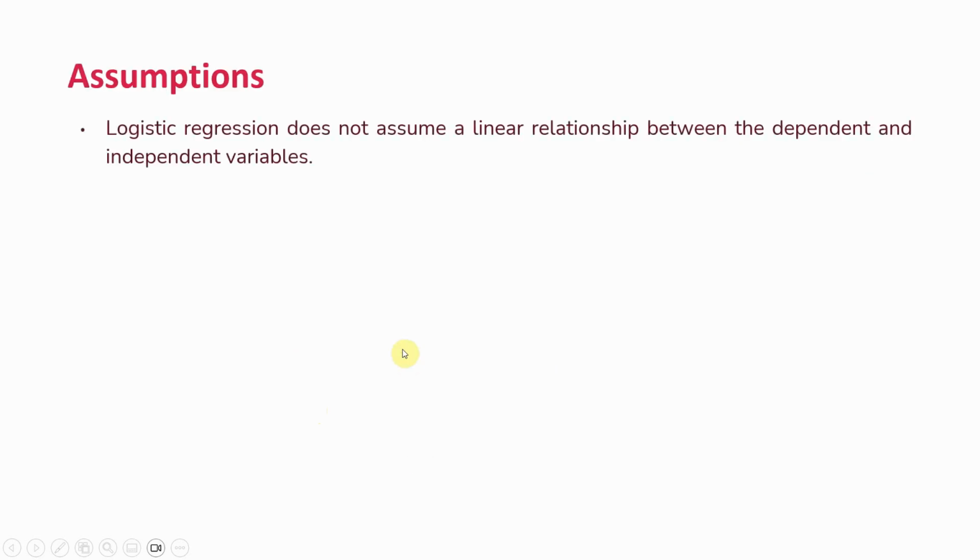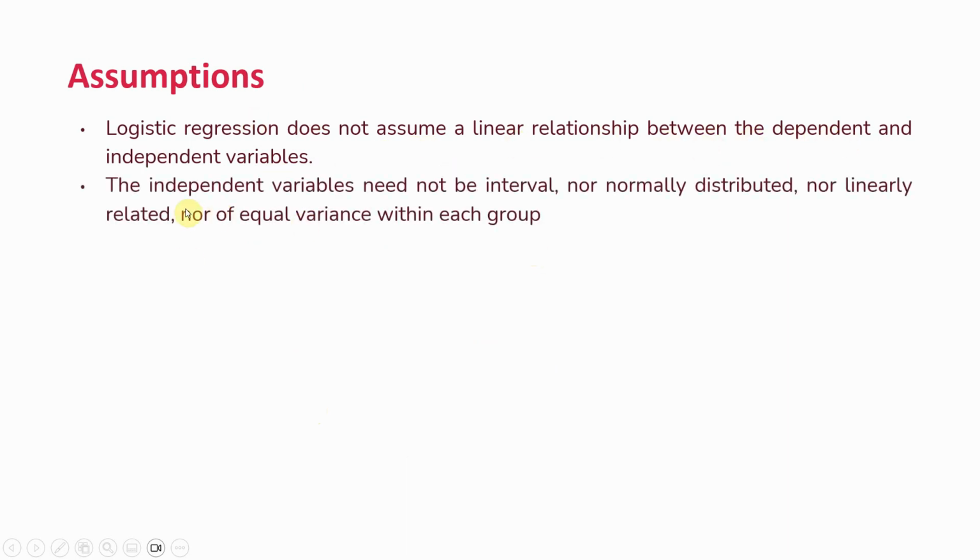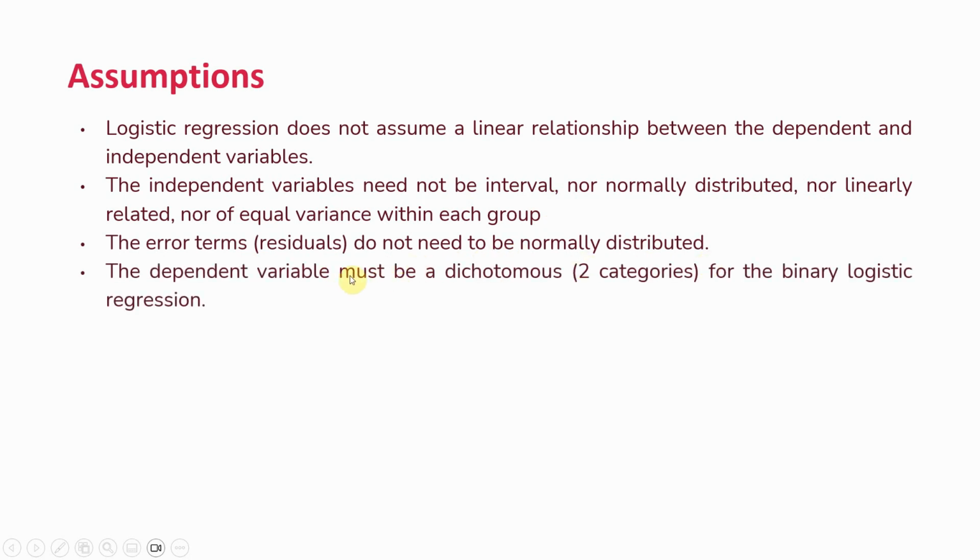Now, there are a few assumptions. Logistic regression does not assume a linear relationship between the dependent and independent variables. The independent variables need not be on an interval scale nor normally distributed, and you do not need a linear relationship, nor equal variance within each group. The error terms or residuals do not need to be normally distributed. The dependent variable must be dichotomous with two categories.